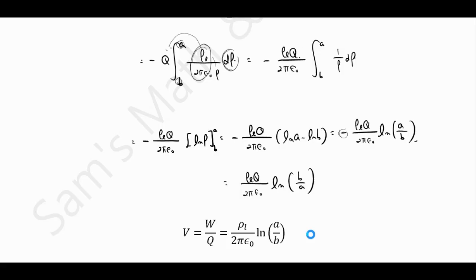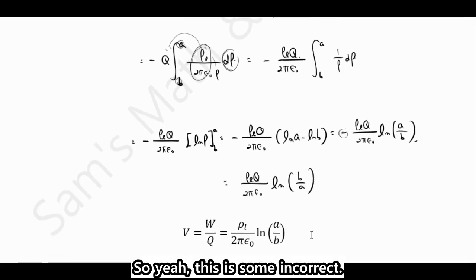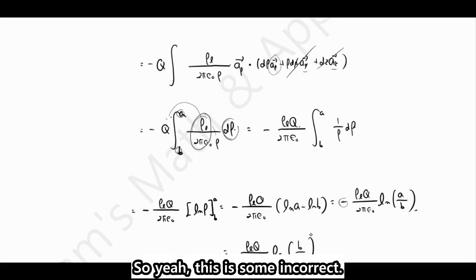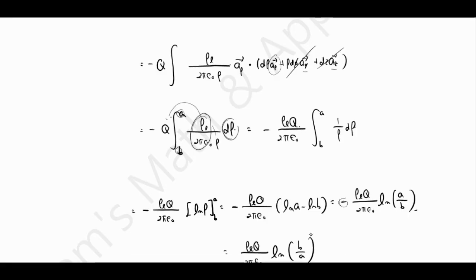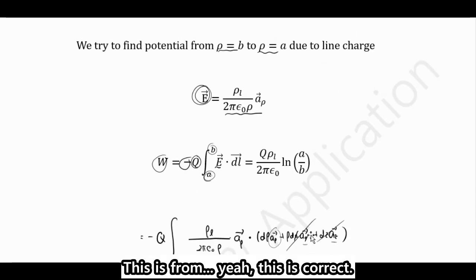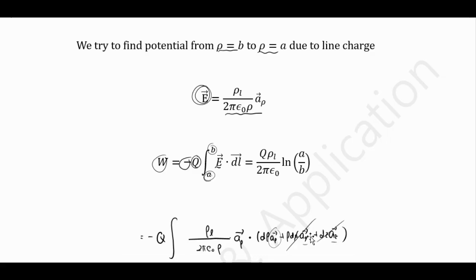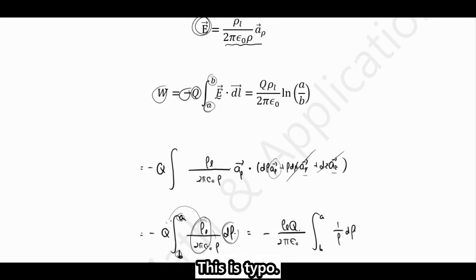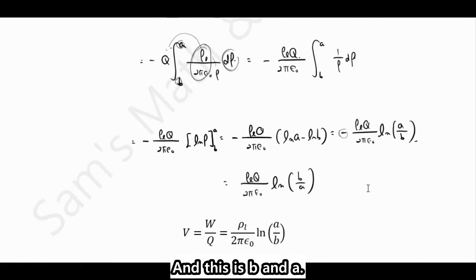Yeah, this is somewhat incorrect. Yeah, this is correct, B over A. This is a typo. This is B and A, and this is B and A. B and A is correct.